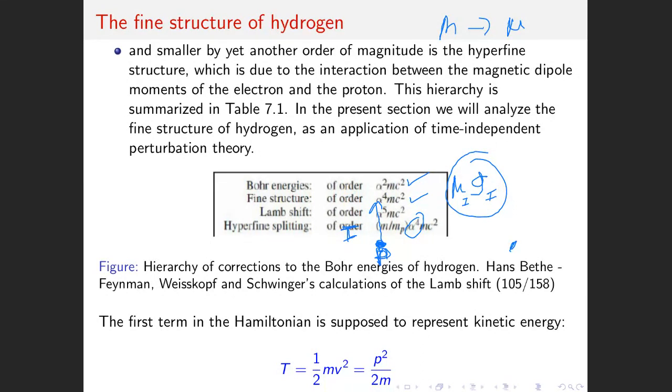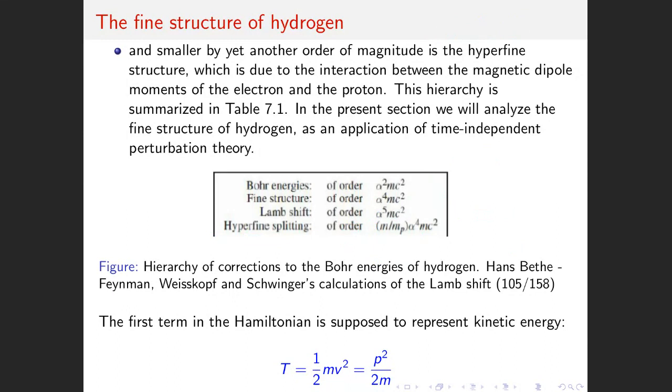So you have to also include that, which will be called the hyperfine splitting, in contrast to the fine structure splitting that we had studied. But it will be of smaller order because of this m over p factor. So the only thing that is left in this table that I didn't mention was this one, which is called the Lamb shift. That's a bit of history.